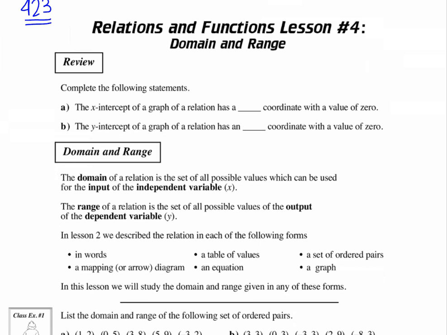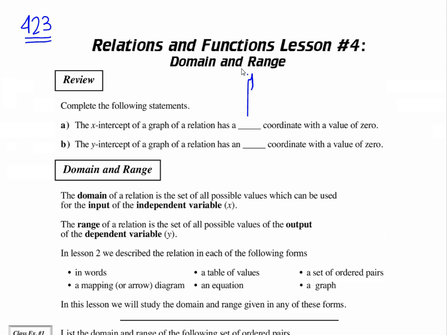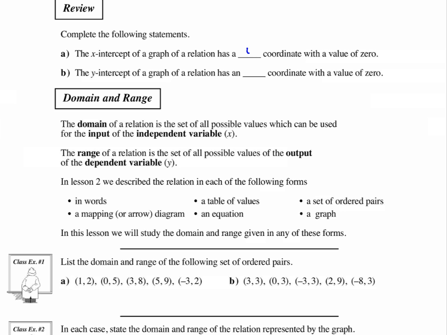This should go quick because this should be a review, right? So we're going to review what you learned yesterday. The x-intercept of a graph of a relation has a what coordinate of 0? Good. So it's where y equals 0. The x-intercept is where y equals 0. The y-intercept is where x equals 0.